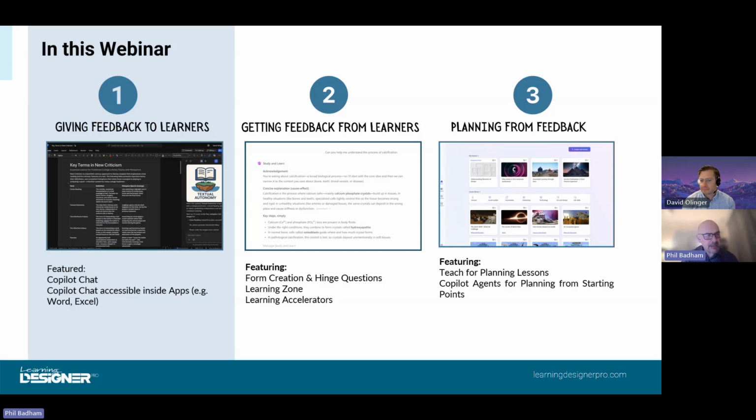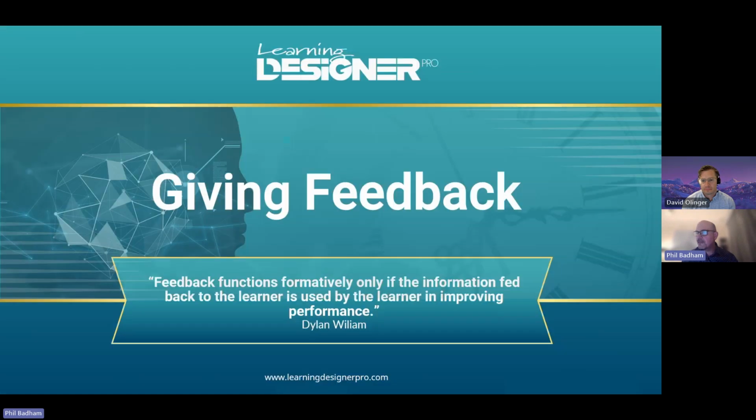So the first section, as I said, we're going to be thinking about how we give feedback to learners. And at the end of the day, if you follow educationalists online or you read their books, you'll know that feedback has got a very high effect size in terms of its impact on learning, but it only functions formatively, as Dylan Wiliam says, if the information fed back to the learner is used by the learner in improving performance. In other words, feedback which is given but is not acted upon does not lead to learning gains.